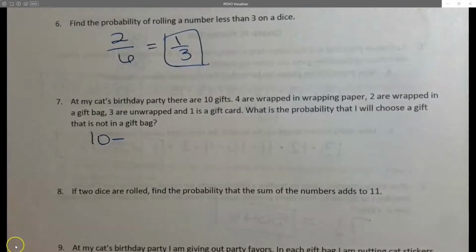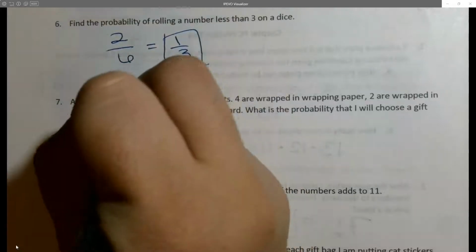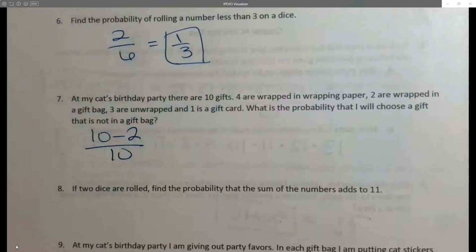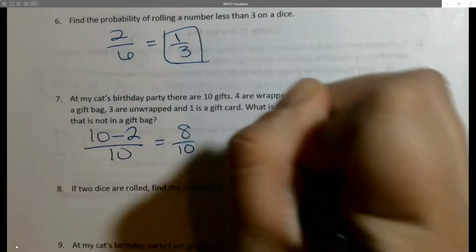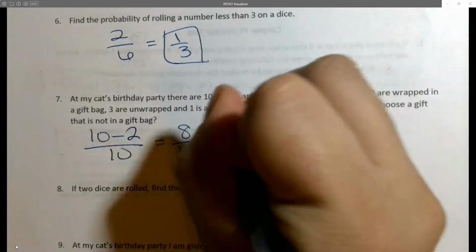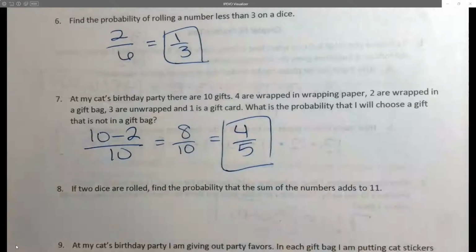So I had 10 total gifts, and the not in a gift bag, so there were how many in a gift bag? 2, over a total of 10. Then I just simplify. I get 8/10, which simplifies even more into 4/5.